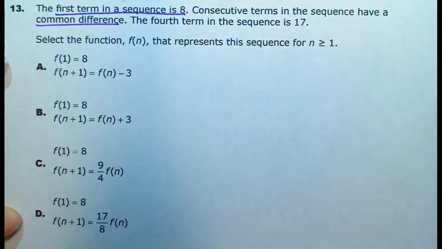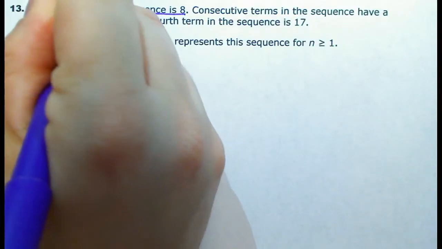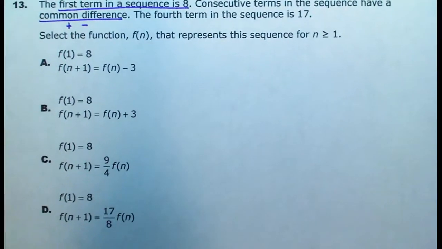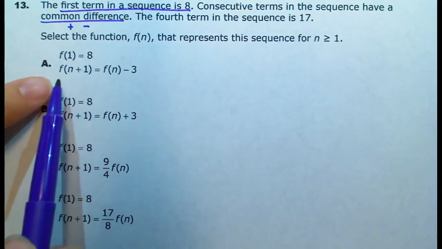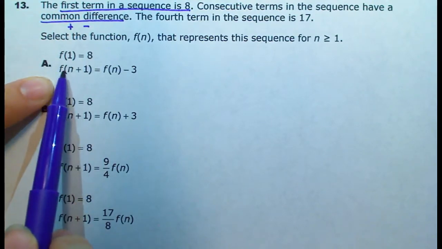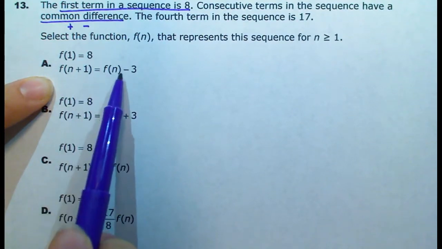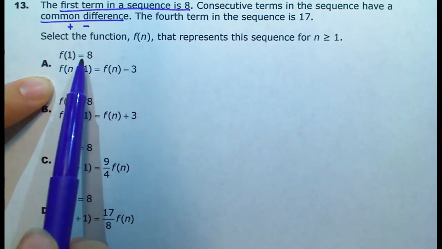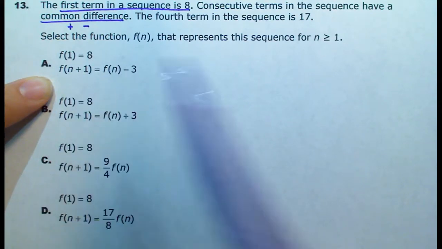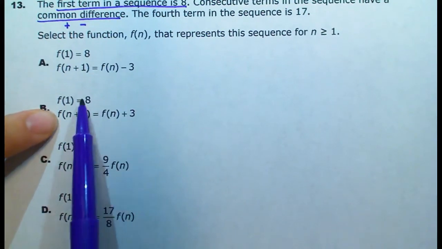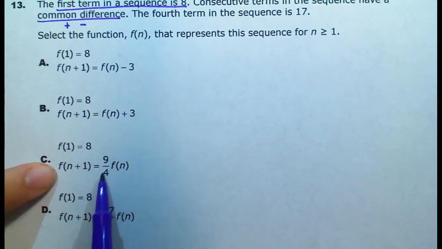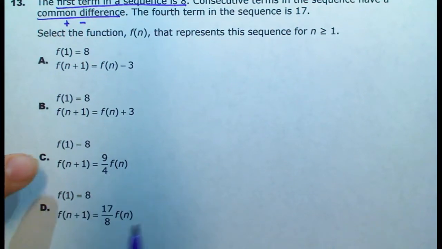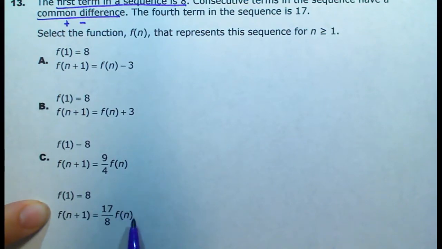When it talks about a common difference, that means we're either adding or subtracting a number from every term. So that's going to help me eliminate some of my choices here, because if you look at A, it says that for every term after 1, you're going to take f of n and subtract 3 from it. So you would take the first term 8 and subtract 3 to get the next term. Here on B, you would take 8, f of 1 is 8, and add 3. Here you would do 9/4 times f of n, so 9/4 times the first term is 8. And this would be 17 over 8 times our first term.